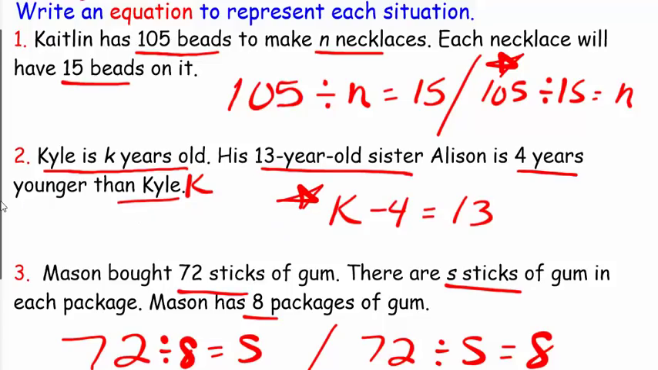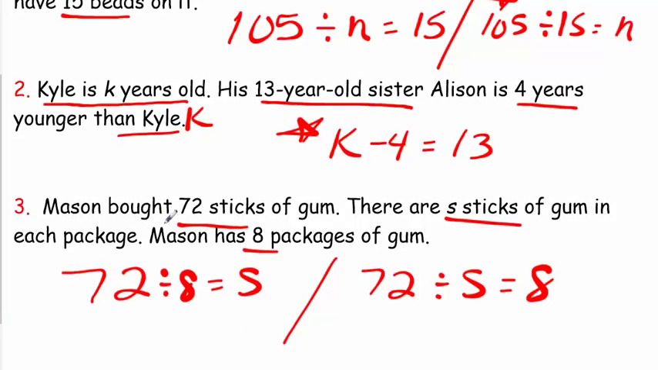Okay? And then the last one there, Mason bought 72 sticks of gum. There's S sticks of gum in each package. So again, this is giving me my total, and I'm breaking them into something. That would be a division problem. Okay? All right, so these were a little tricky.